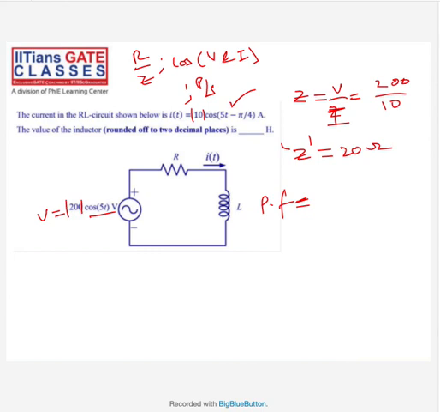So what is the angle between V and I? Cos of pi by 4. 1 by root 2. So 1 by root 2 is the power factor, 0.70.